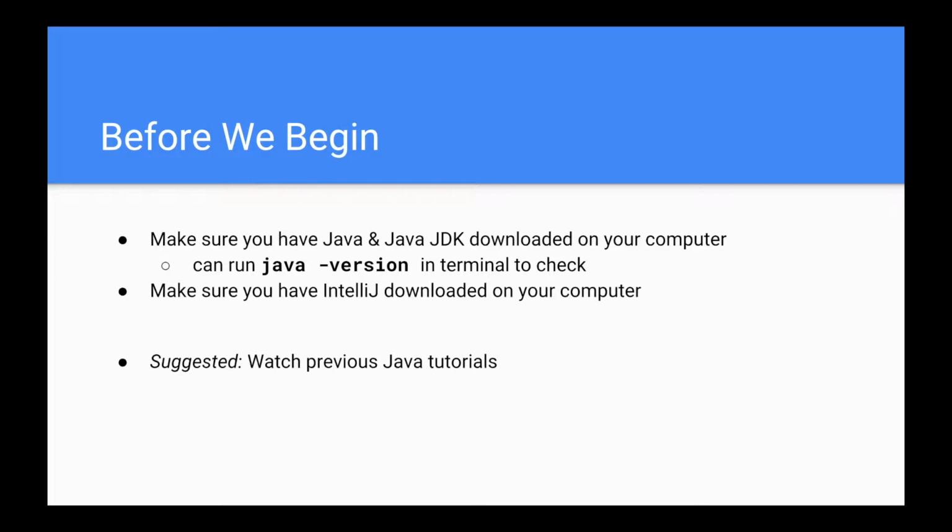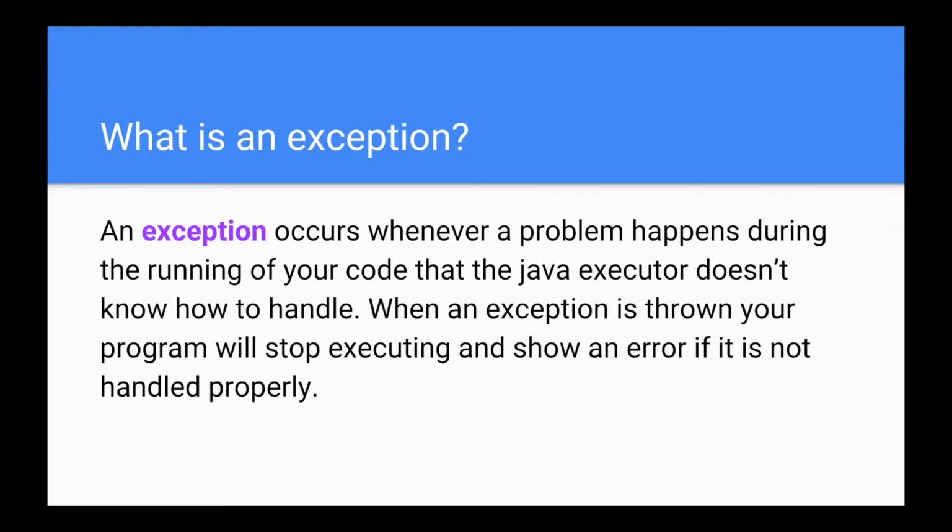And it's suggested that you watch the previous Java tutorials in the Lunch and Learn playlist. So we're going to start with exceptions. What is an exception? An exception occurs whenever a problem happens during the running of your code that the Java executor doesn't know how to handle. When an exception is thrown, your program will stop executing and show an error if it is not handled properly.